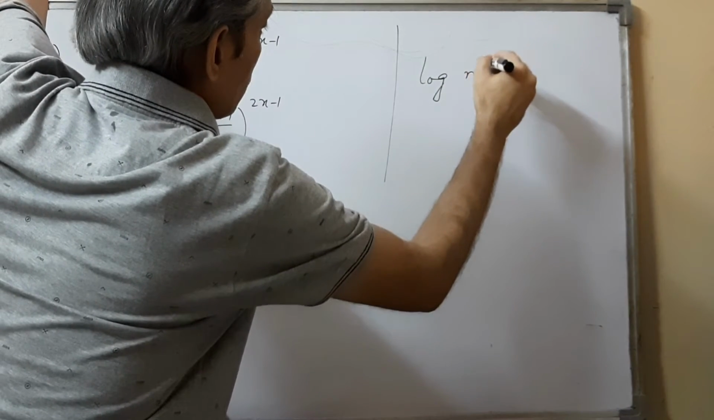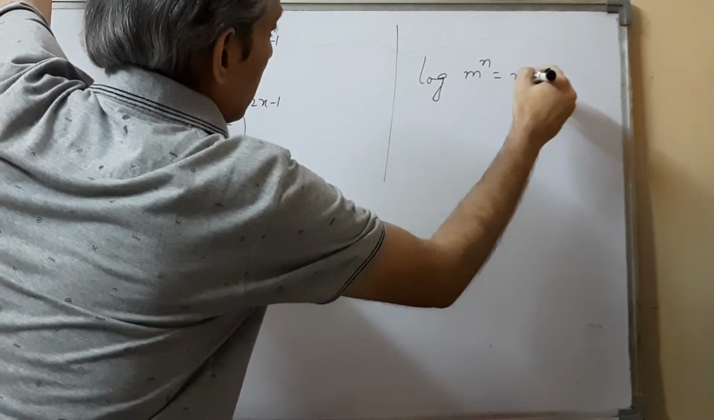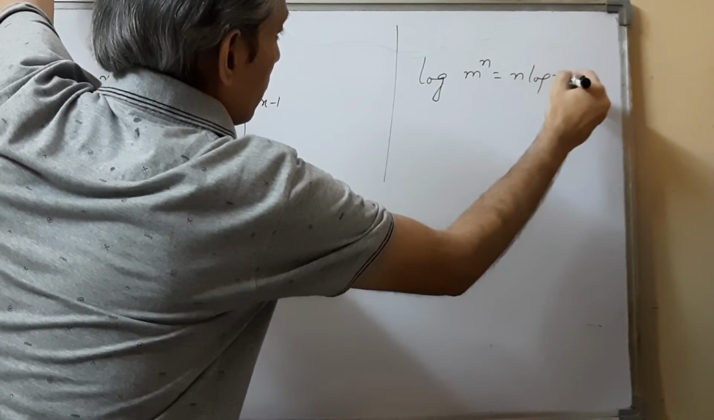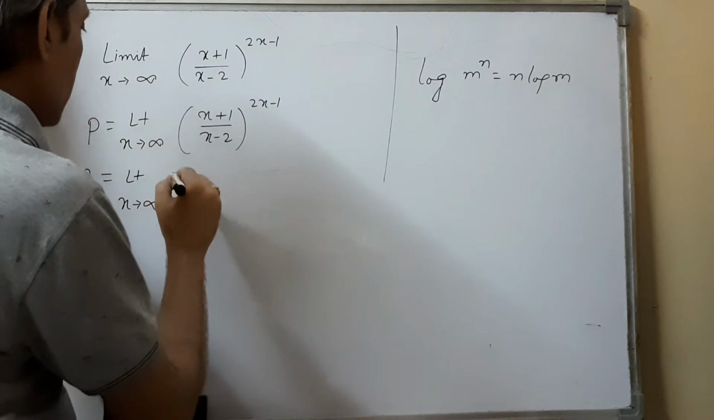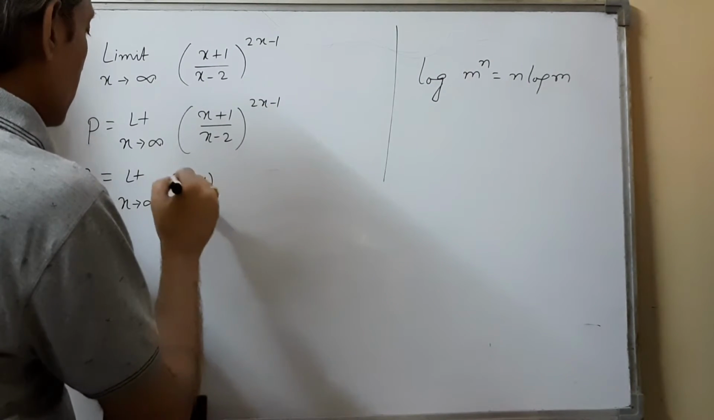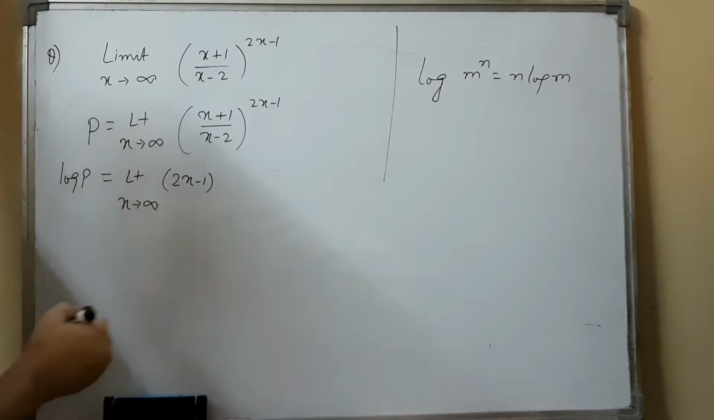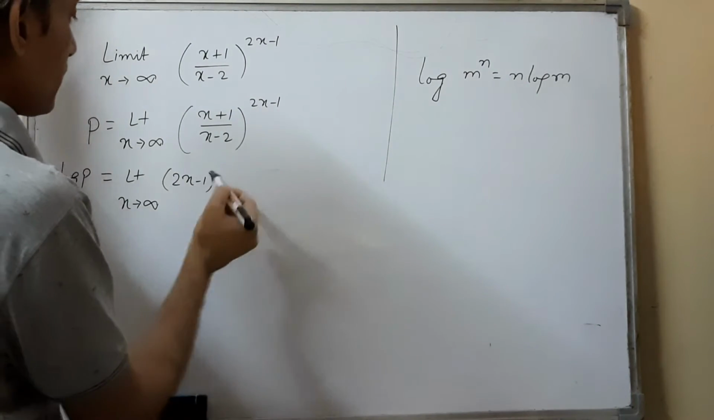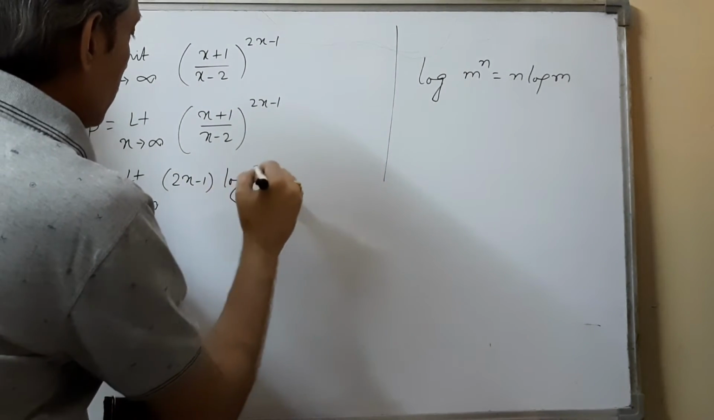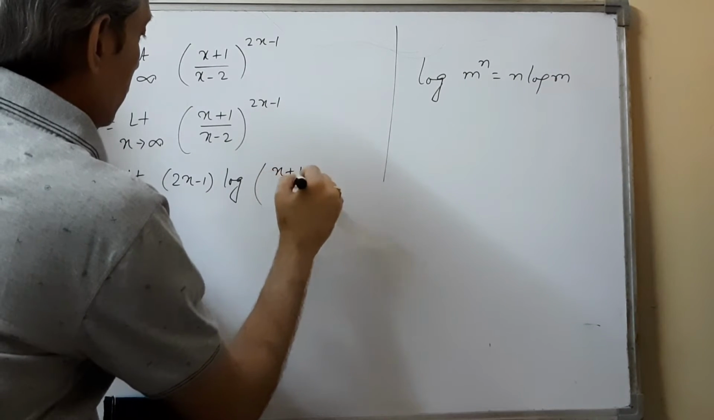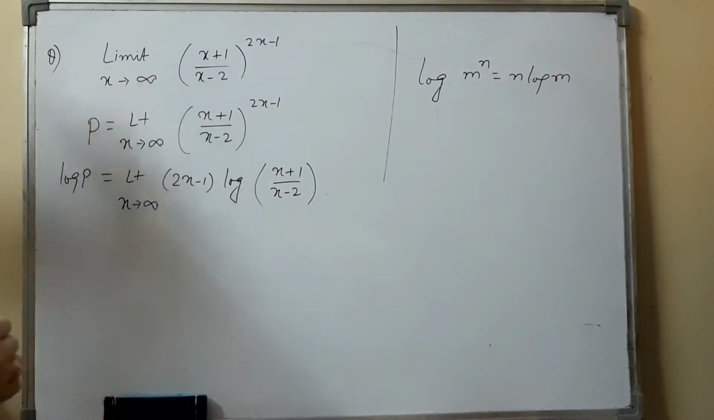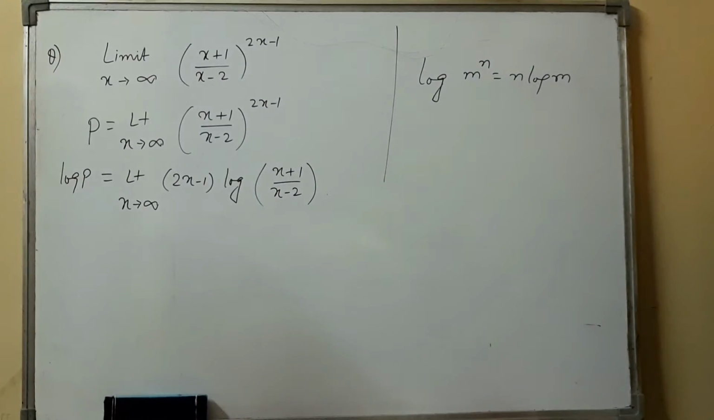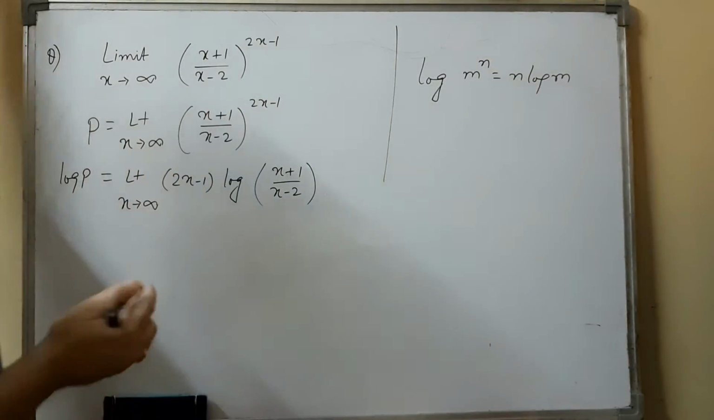Log m raised to the power n equals to n log m. So applying this here, it takes the form of this n log m. अब यहाँ से आगे प्रोसीड कैसे करना है?